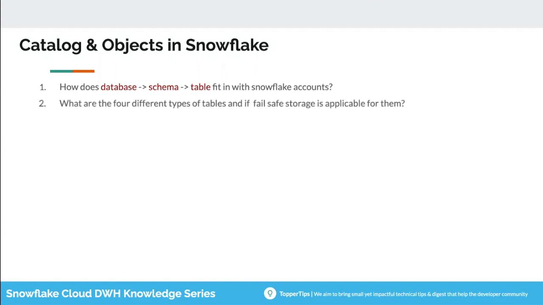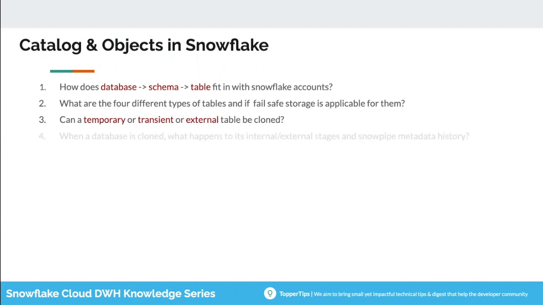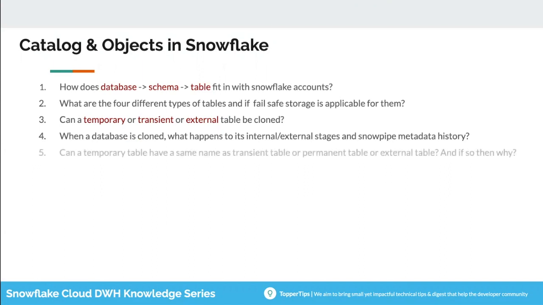What are the 4 different types of tables, and is fail-safe storage applicable for all of them? Can a temporary, transient, or external table be cloned? When a database is cloned, what happens to its internal and external stages, and what happens to the Snowpipe metadata history? Can a temporary table have the same name as a transient table, a permanent table, or an external table? And if so, why?